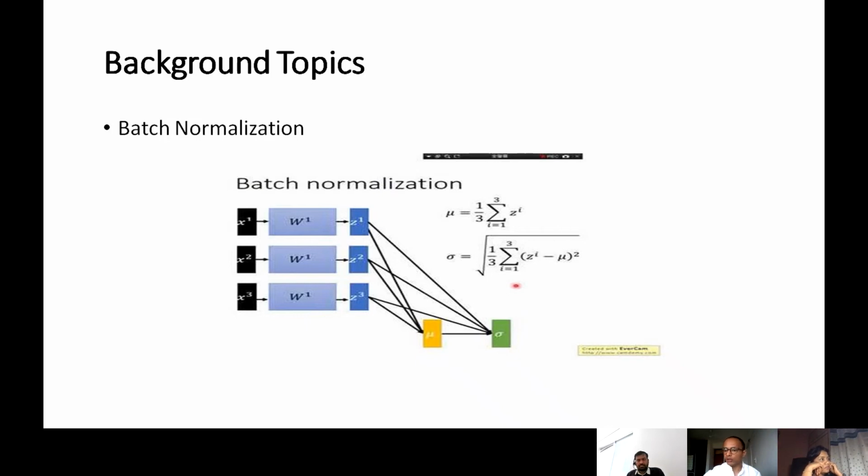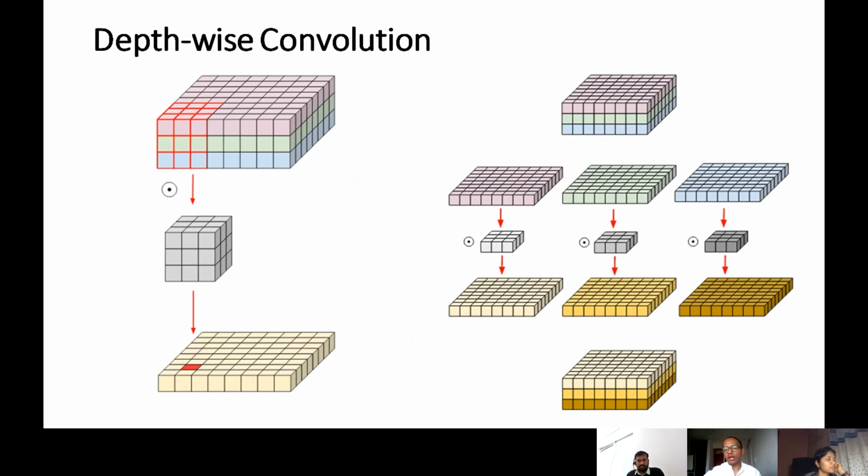So in all the models that we have discussed, and that we will discuss, there will be three things. Number one, there will be convolutions. Number two, there will be batch normalization, and number three will be the activation functions that we will be using. So apart from batch normalization, now let's come to the concept of depthwise convolution.